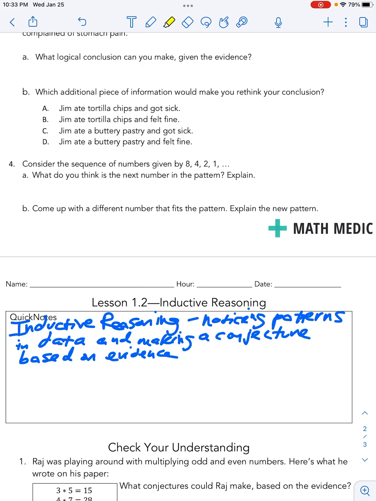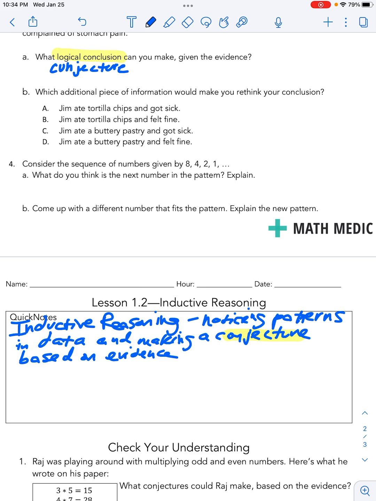So when we're talking about this phrasing conjecture, what I would like to do is go back to a previous problem, looking specifically at 3A, our main man Jim and his issues, I suppose, with his lactose problems or potential problems with dairy. So if I'm looking at 3A, the question says on the front side of this piece of paper, what logical conclusion can you make given the evidence? So this concept of a logical conclusion, that phrasing kind of lends itself to being a conjecture.